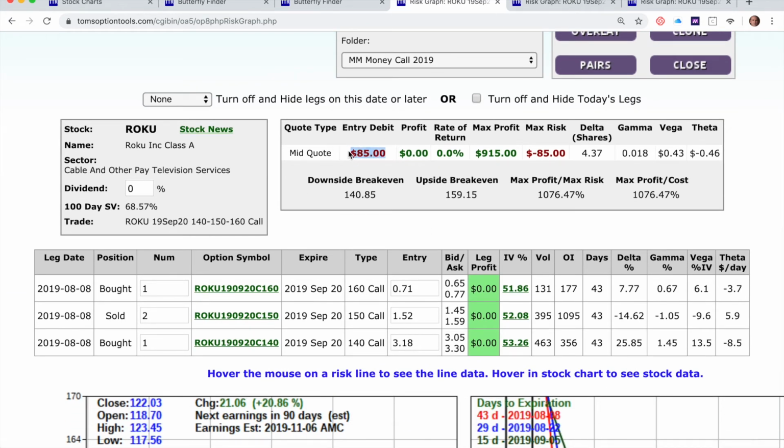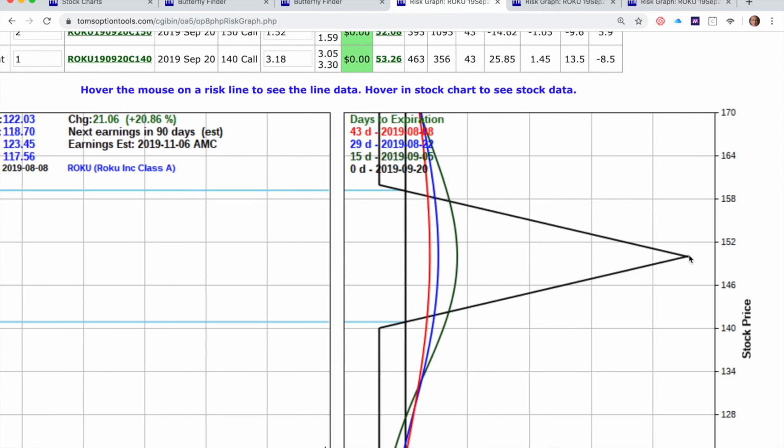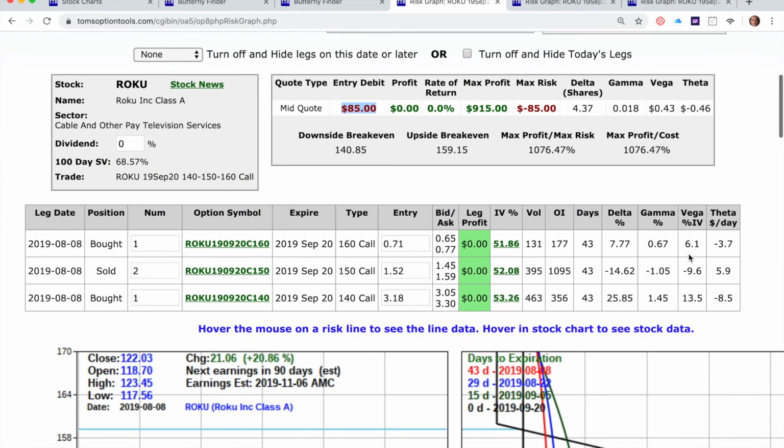85 cents is our entry debit times 100 shares. Control is $85, of course, for a potential profit of $915. That's 1,076% potential return on investment. You're not going to make that, to be honest with you, because the stock would have to end up right here at the witch's hat at expiration. That's just not likely to happen.